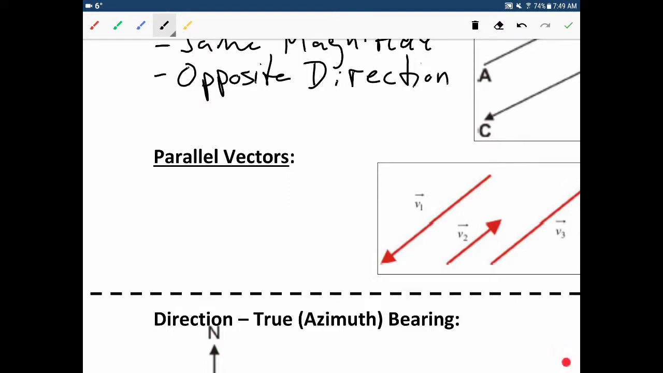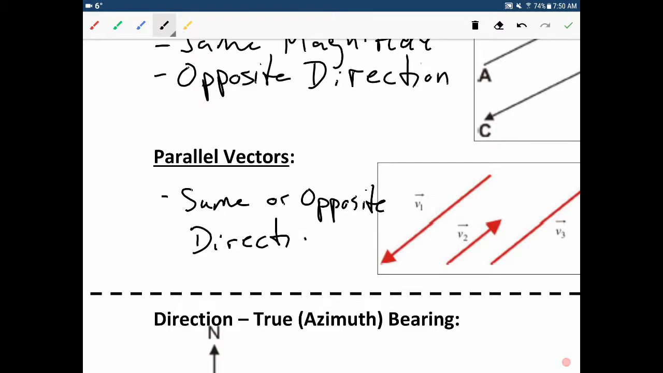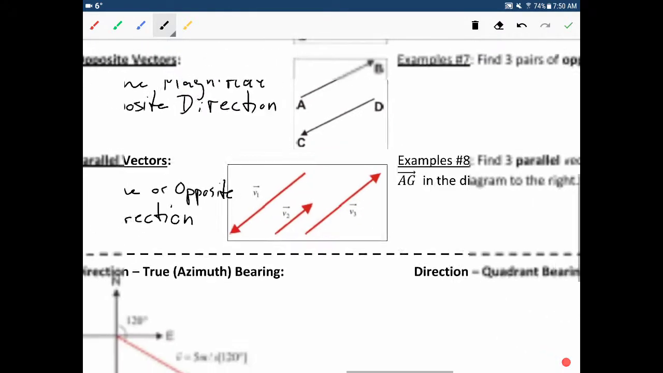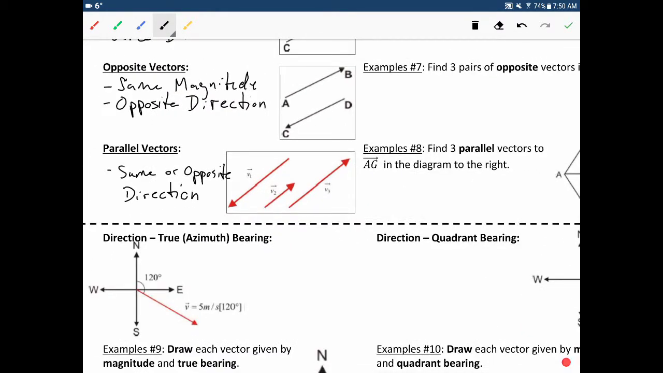Parallel vectors have the same or opposite direction, and the magnitude is irrelevant. So there's a couple of them there. Those are all parallel. They'll look like parallel lines.